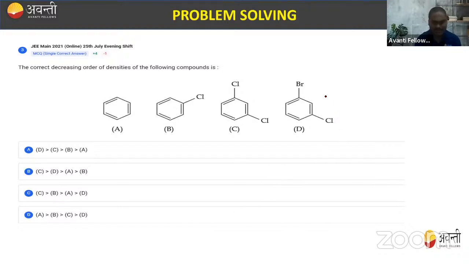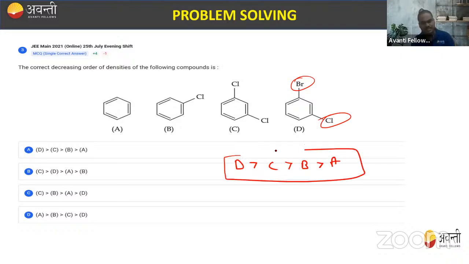Here we can say that we have a bromine group and we have a chlorine group. Bromine has the more molecular mass, so obviously the density of D is much more. Then comes C, then comes B, and then comes A. So A has the minimum. So this is the order DCBA. So option A is correct. This is a very simple question, the correct order of densities of the following compounds.